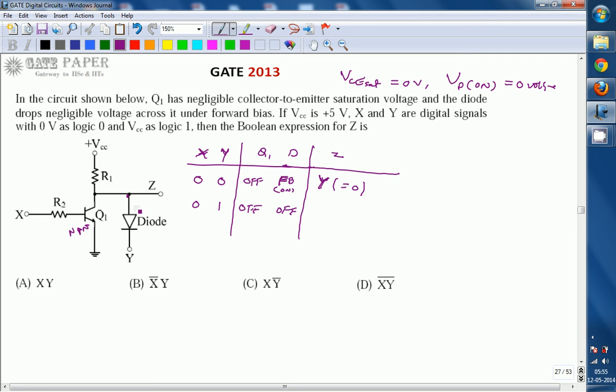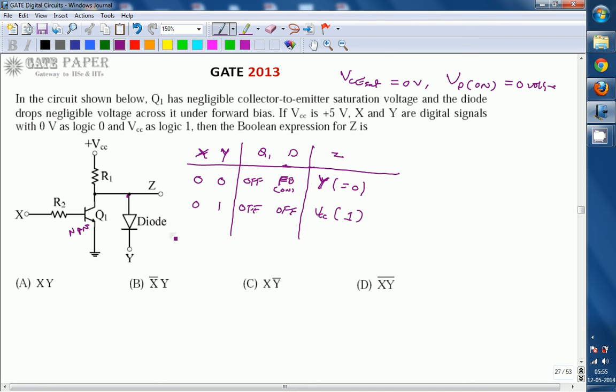So now the situation is the diode is off as well as the transistor is off, so that no current flows because both are in the off condition. No current flows, so there is no voltage drop across this R1. Total VCC will be available across Z. Z will be equal to VCC, so that implies logic 1 is the output.